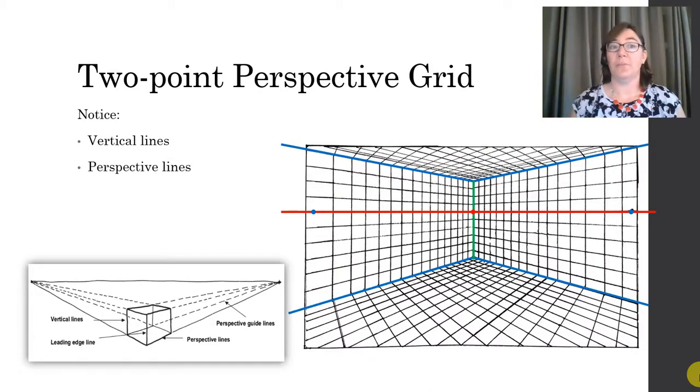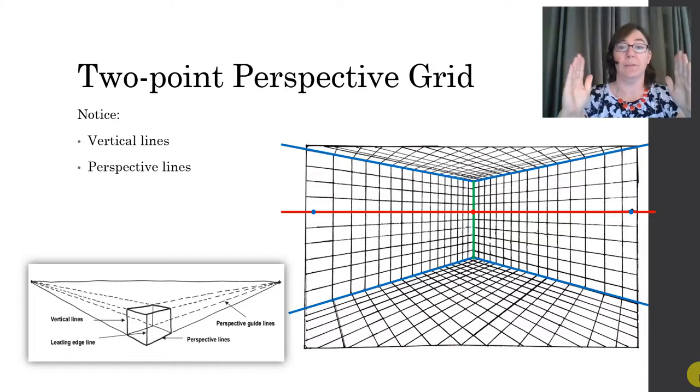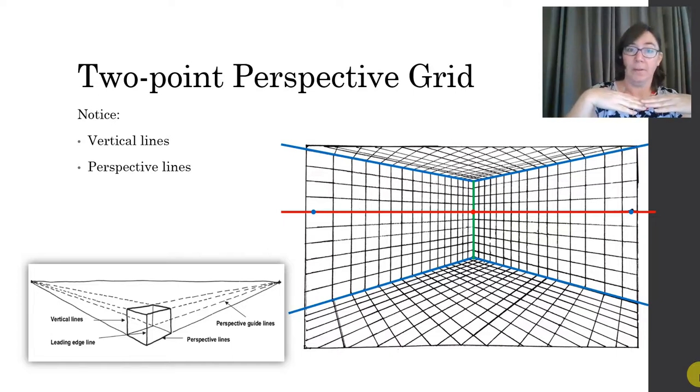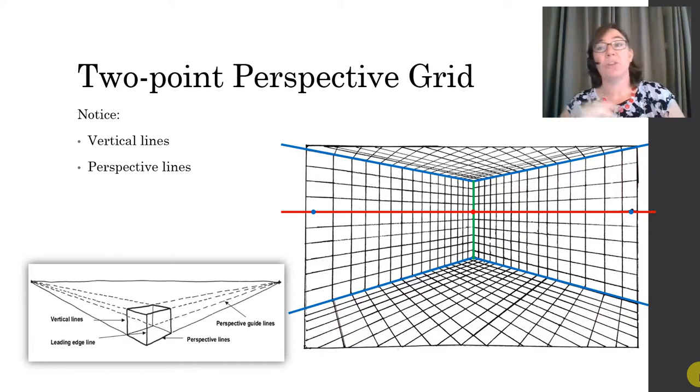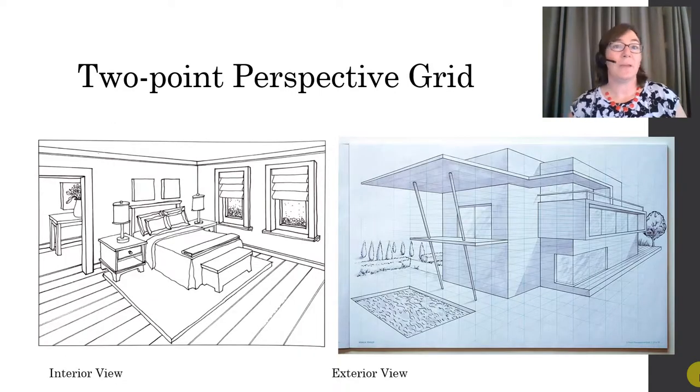Notice on the two-point perspective grid, we have true vertical lines, but no true horizontal lines. All right, everything else is perspective lines, and they will vanish to either the right or the left vanishing point. Two-point perspective grids are very commonly used for interior views, but they can also be used for exterior views. And here's an example here on the right. Go ahead and pause and look very closely. You can see the faint blue grid lines on this image.